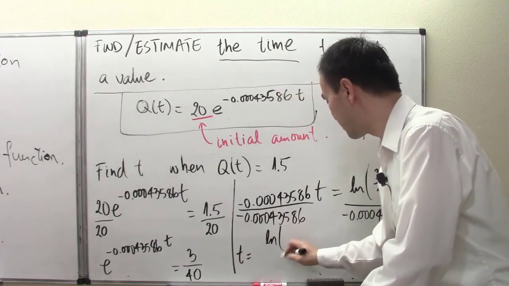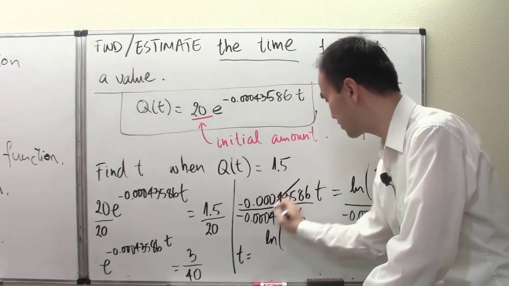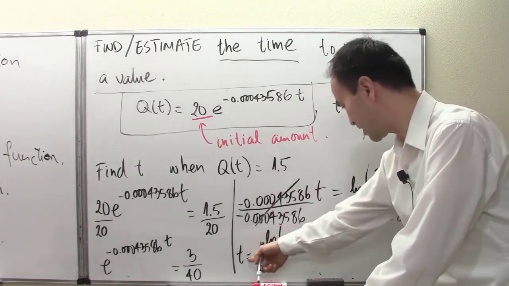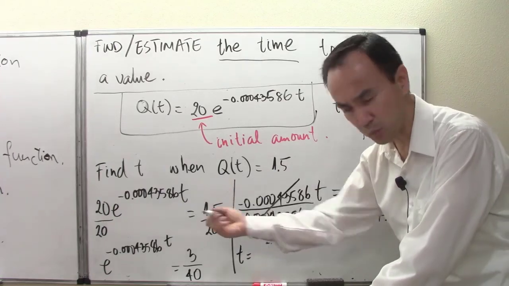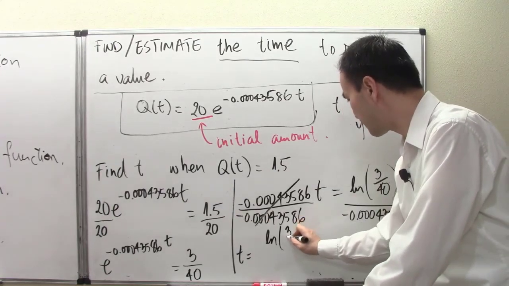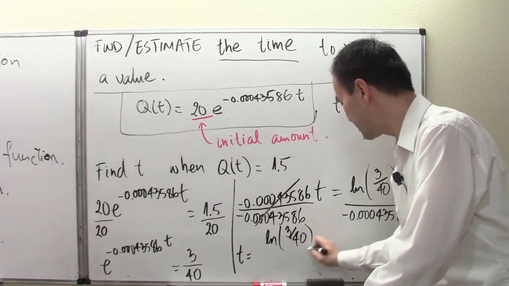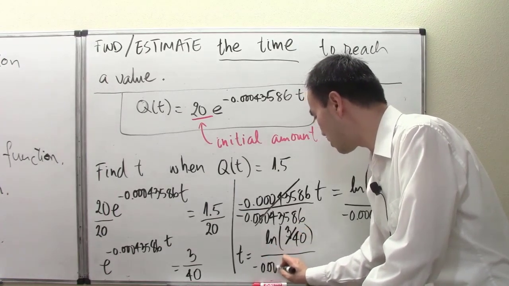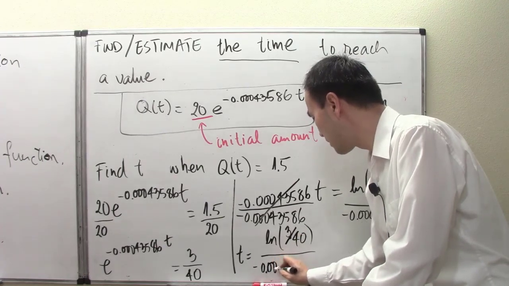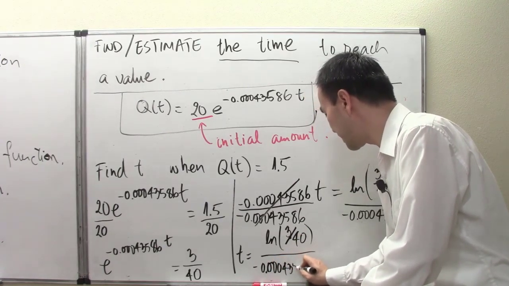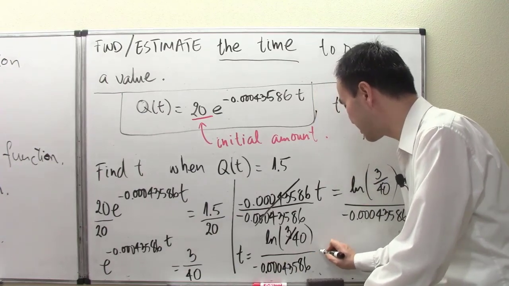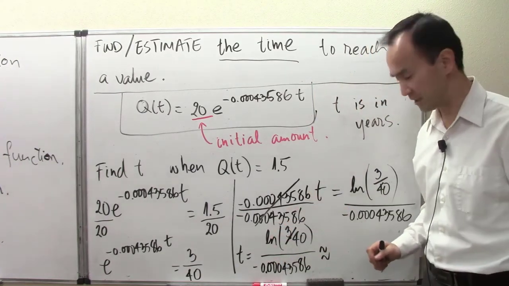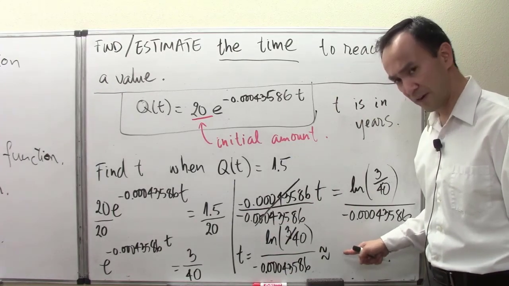We will end up with the left-hand side canceling all those ugly looking decimals. So now t equals, as a precise expression, natural log of 3/40 divided by negative 0.0043586. Now it's just a matter of punching this expression into the calculator and getting a final numerical outcome.